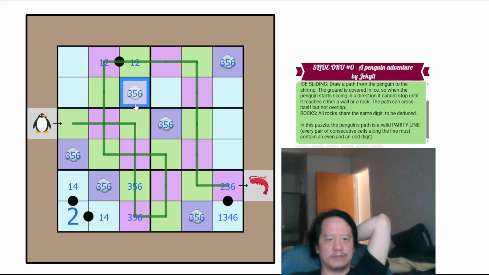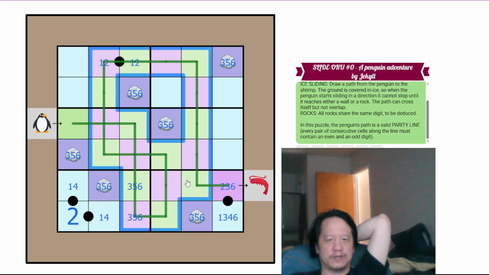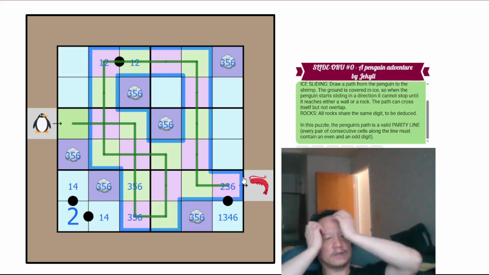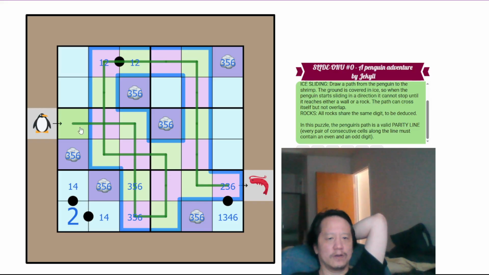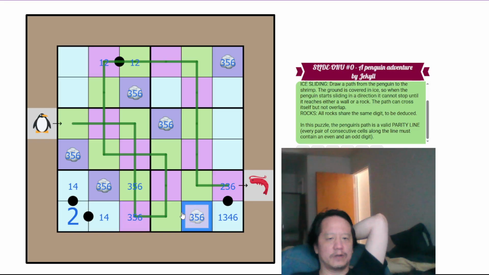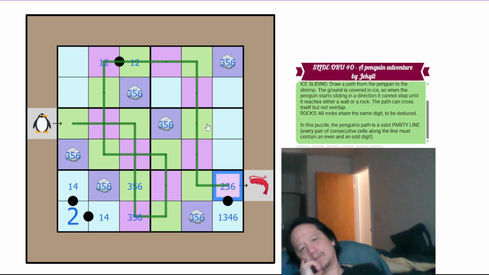You stop before the stone. You go that way. You go that way. You get blocked by the stone. Blocked by the stone. Blocked by wall. Blocked by stone. Blocked by wall stone, and then continue. Green, pink, green, pink, and so on. Could you go a different direction? I don't know. Maybe, maybe not.